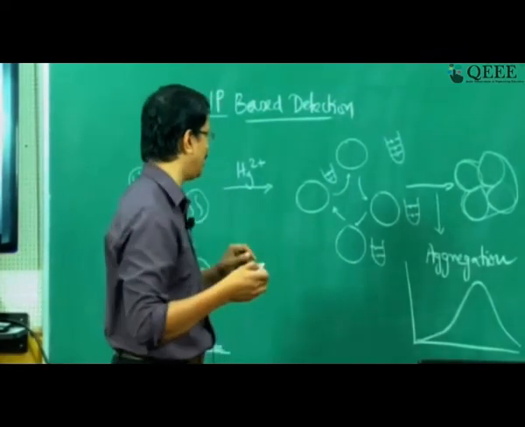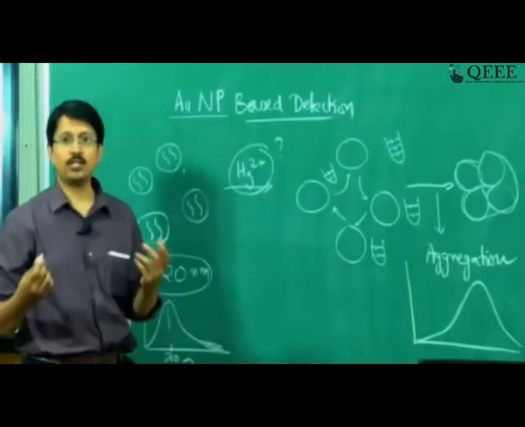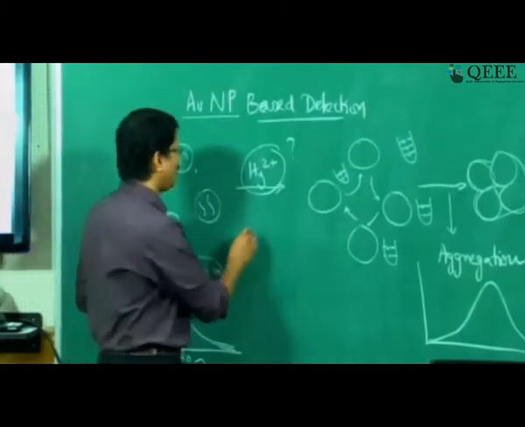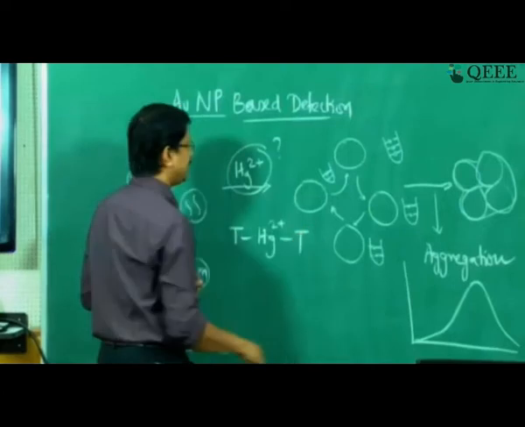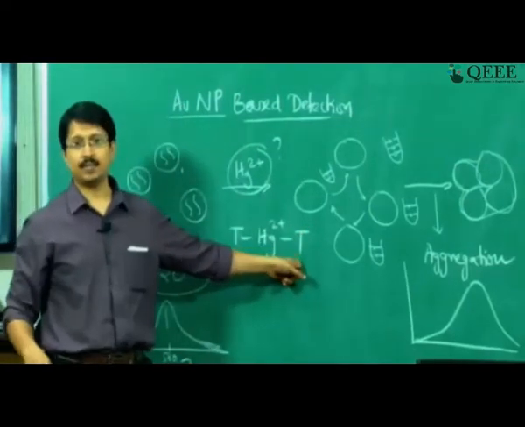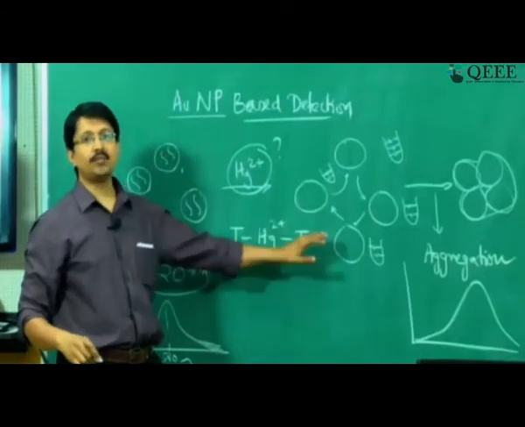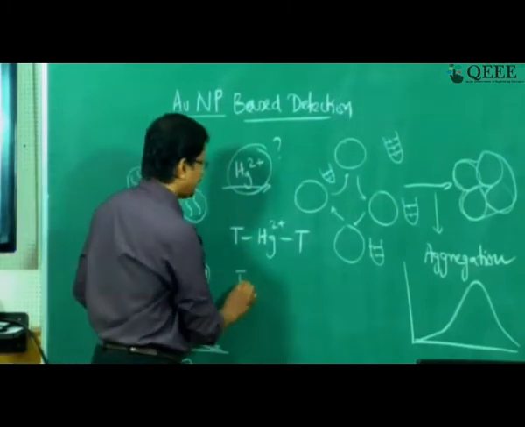Now the question is, why only mercury? There can be several toxic metal ions present in the system. Why is only mercury bound? That is because of the type of interaction. They are facilitating thymine-mercury-thymine interaction. So the bond strength or the bond energy of this kind of interaction is much more favored compared to any other metal.